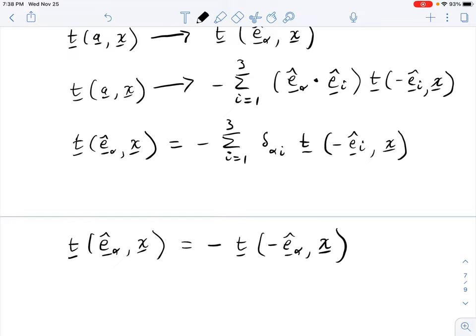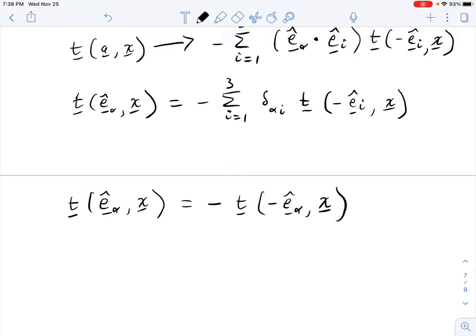All right, and so that holds for an arbitrary choice of orthonormal basis, but we haven't proven it for the whole quadrant. We're only talking about when E alpha is aligned positively with one of the E i's. But we have shown it now for the whole first quadrant.